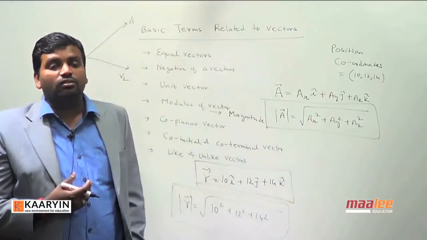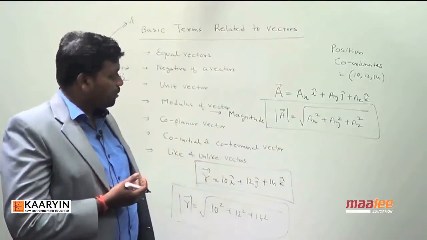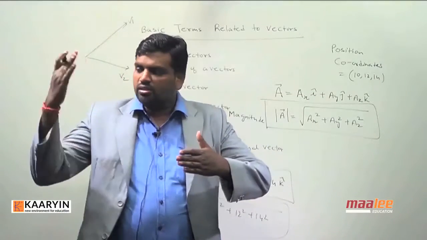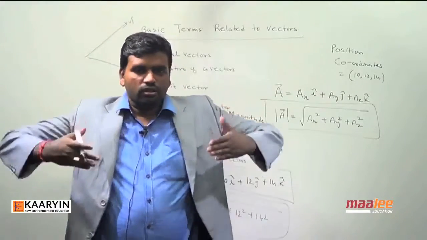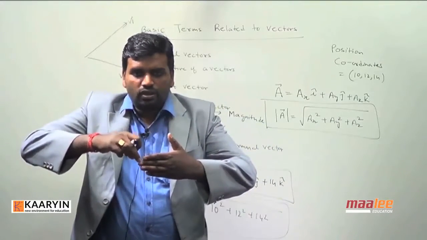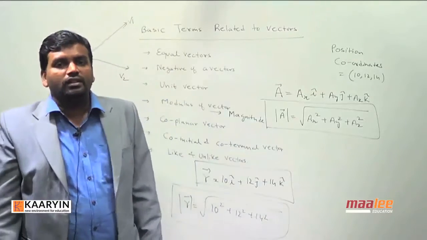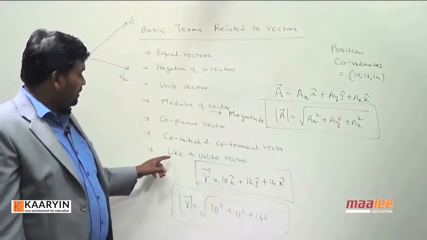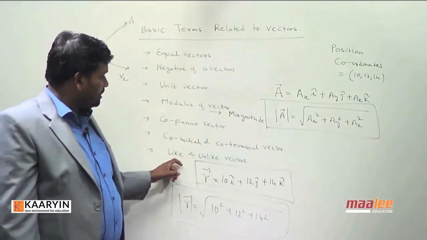Co-initial vectors means vectors which are starting from the same point. Those vectors are known as co-initial vectors. Co-terminal vectors means the vectors which are terminating at the same point. Suppose this is one force, this is another force, both the forces are terminating at the same point. So, these are known as co-terminal vectors.